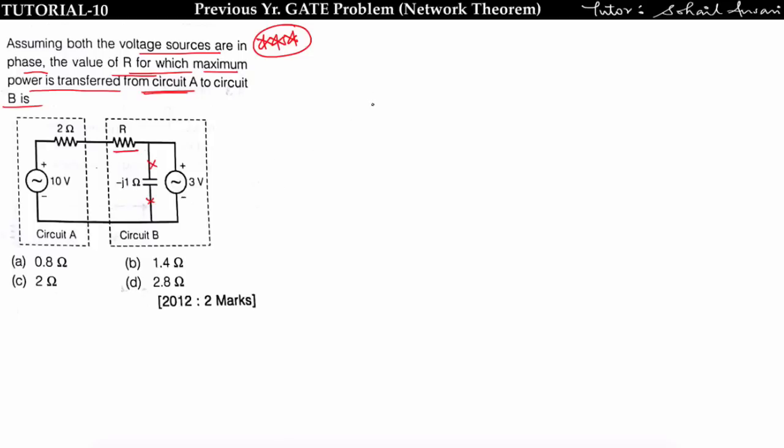Now let us draw this circuit. This is 10 volt in series with 2 ohm resistor, and again in series with R. Capacitor can be open circuited. Why? Because it is connected in parallel with voltage source. This is 3 volt.